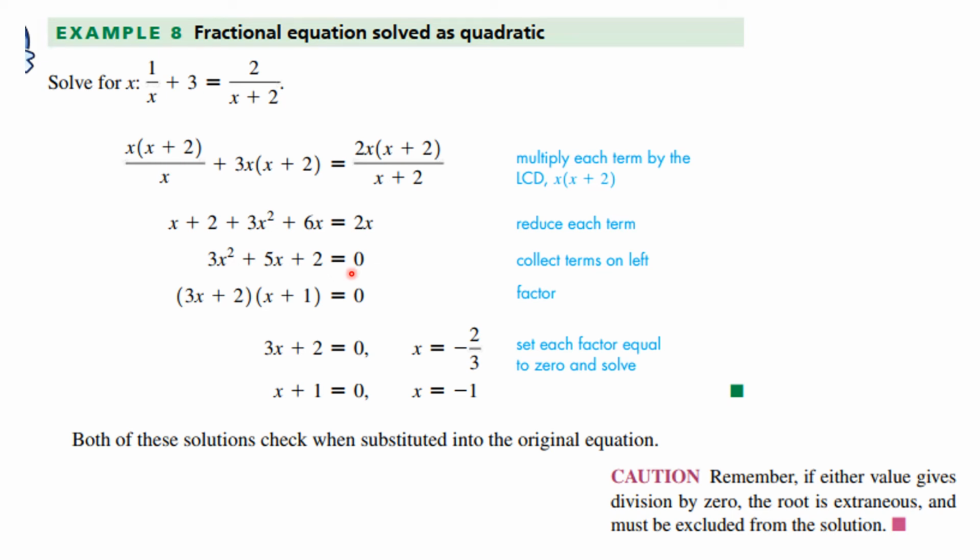Now I have to factor this. I get 3x plus 2 and x plus 1. I set the first factor equal to 0 and get x is minus 2/3. I set the second factor equal to 0 and I get x is minus 1. Both of these check.